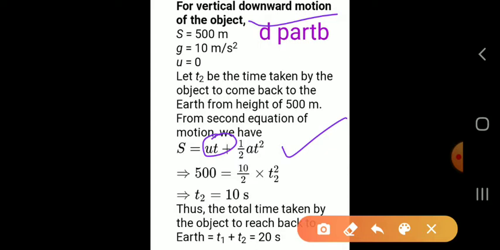Thus, the total time taken by the object to reach back to the earth is T1 plus T2 equal to 20 seconds. First it was 10 seconds and now it is 10 seconds, so it is a total of 20 seconds. Let us see the next question, children.